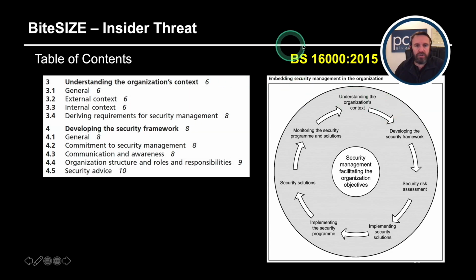Understanding the organization's context. So right, number 3, 12 o'clock here. Within that clause there, we have external context, internal context, and deriving the requirements for security management. It's worth getting. Obviously, we can't share these, but the external context, what is going on outside the organization, when we think of the high-level structure of ISO, context is there, isn't it? External context, internal context. Then when we come on to clause 4, delivering the security framework.